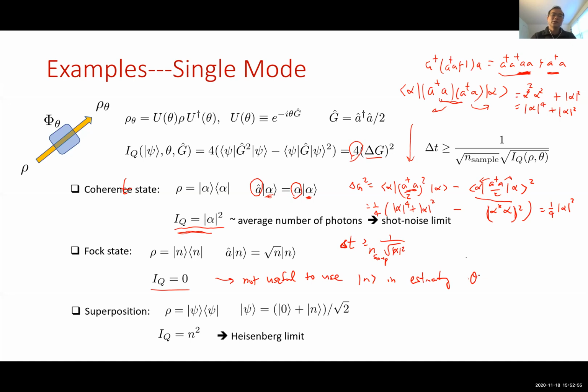But it's useful if you look at a superposition. Suppose I take 0, the vacuum, and superpose it with n, and I would assign this as an exercise. You can show that this Fisher information is actually n squared. So this gives rise to a Heisenberg limit, where the uncertainty scales as 1 over n.